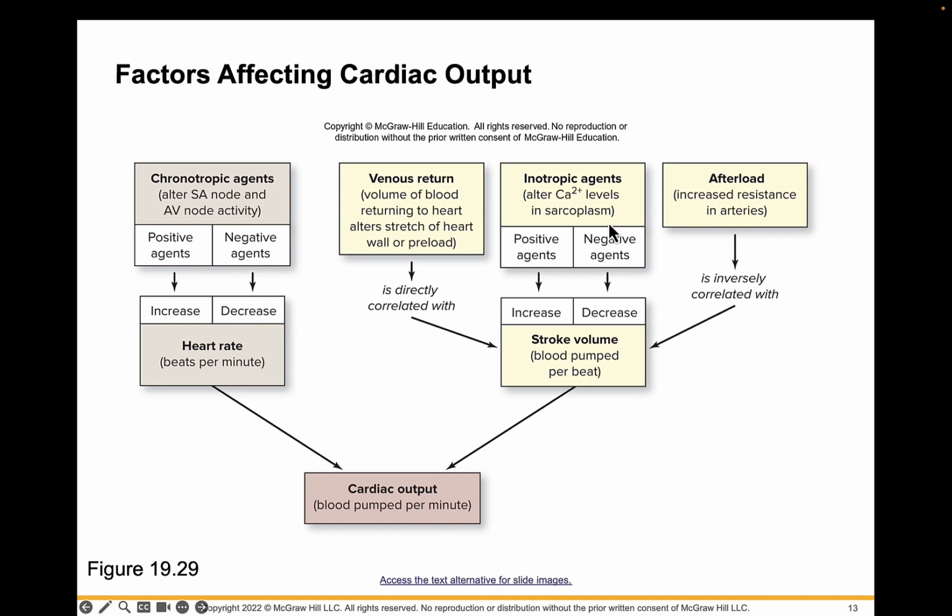Now, we have these inotropic agents. We have positive agents. They basically will increase contractility by creating more cross bridges, whereas a negative agent will decrease calcium availability, decrease stroke volume, hence a decrease in cardiac output. Afterload is inversely correlated with stroke volume. If we increase resistance or increase afterload, this is going to result in a decrease in stroke volume, hence a decrease in cardiac output.